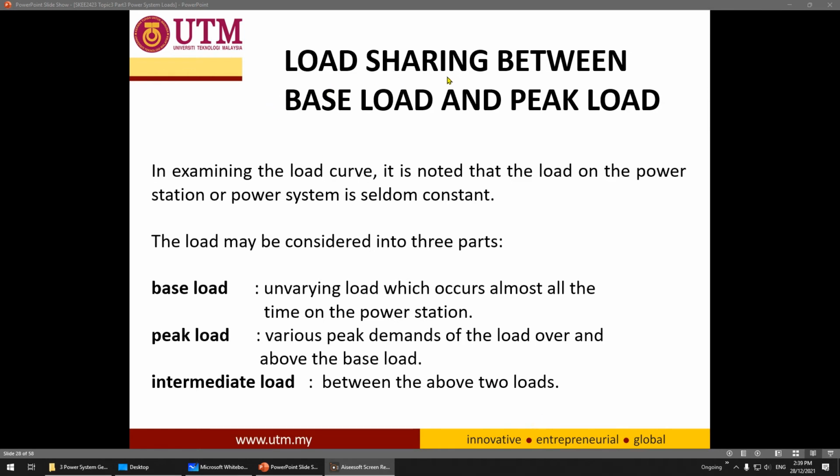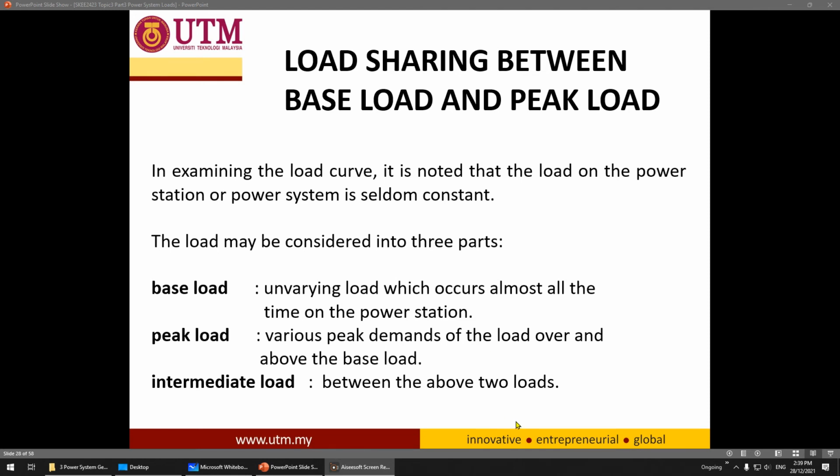Next is load sharing between base load and the peak load. As I mentioned before, in examining the load curve, it is noted that the load of the power station system is seldom constant. You can consider the load in 3 parts: the base, the peak, and intermediate.